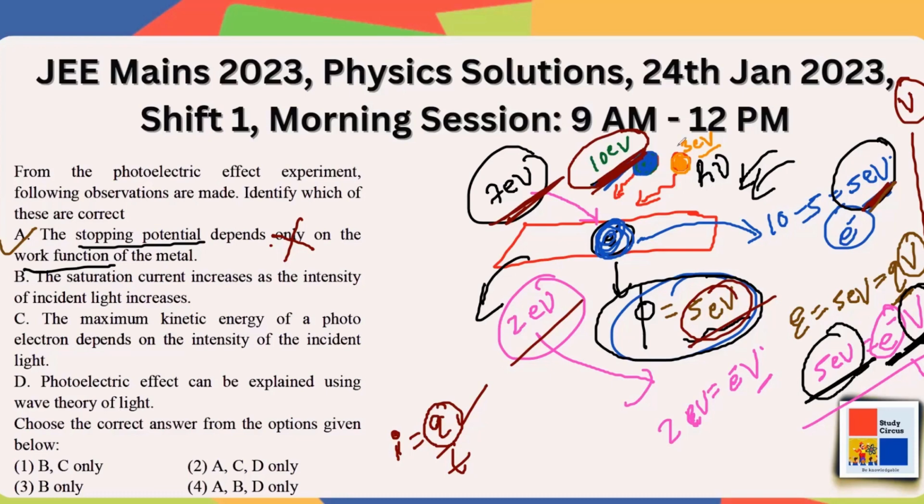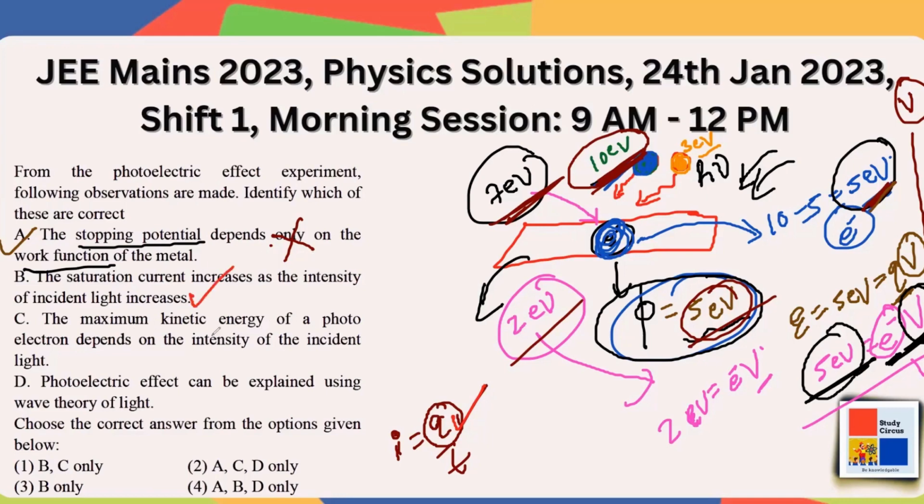Intensity is how many photons are falling per unit area per unit time, okay? If the intensity is more, more photons are colliding, which means the probability of electrons coming out is more. If more electrons are coming out, that means this charge Q is going to be more and the saturation current is going to be more. So this is correct, right?